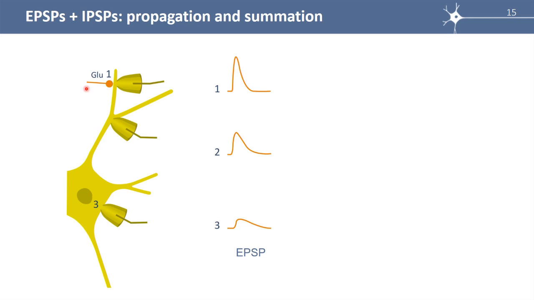Suppose now that the two synapses, the glutamatergic one and the GABAergic one, are on the same dendritic branch. Look at the glutamatergic one first. So we record here at the point of initiation, and we have an EPSP here of a certain amplitude. At point 2, this EPSP is smaller because of the decremental propagation, and at point 3, it's even smaller, again, because of the decremental passive propagation of the plus charges.